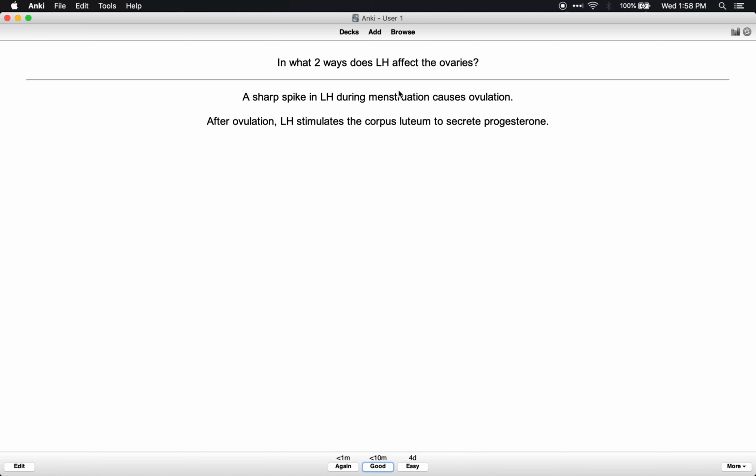A sharp spike in LH during menstruation causes ovulation. After ovulation, LH stimulates a corpus luteum to secrete progesterone.